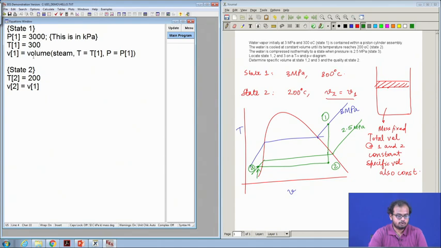Okay. So, volume steam T equal to T1 and P equal to P1. So, this gives us the volume at state 1, and with the help of this we have obtained the volume at state 2.